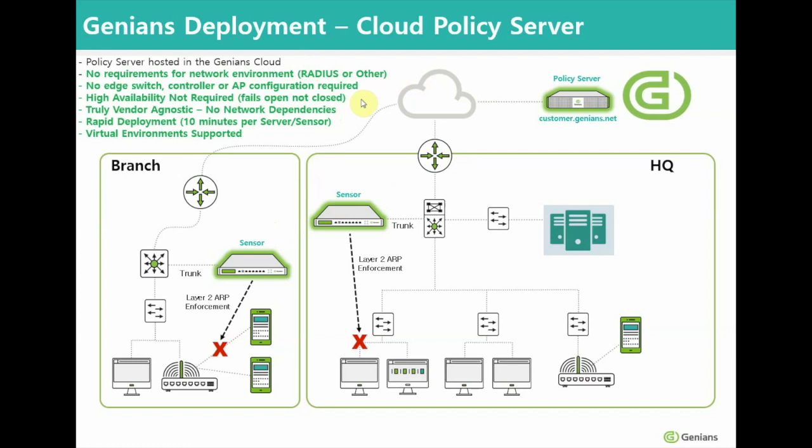For this deployment, there are no requirements for the network environment, whether it be RADIUS or other. There is no edge switch, controller, or access point configuration required. High availability is not required because the system fails open. It is truly vendor agnostic with no network dependencies whatsoever. The system can be rapidly deployed, approximately 10 minutes per server or sensor, and because there are no dependencies on switches, etc., virtual environments are also supported.